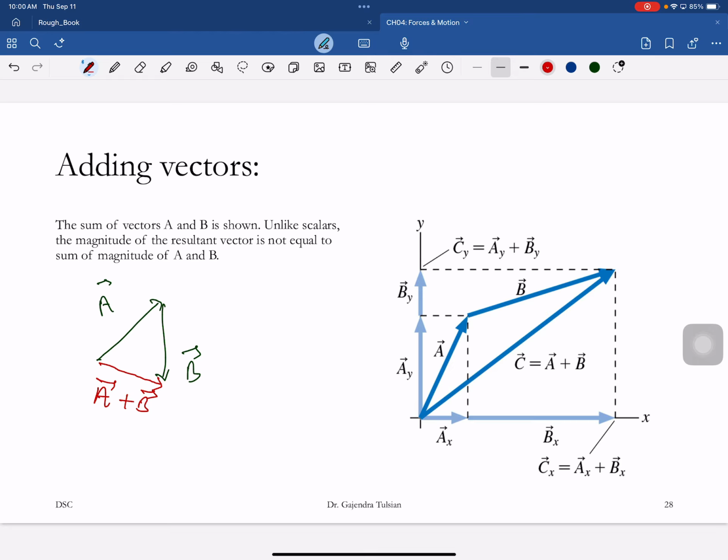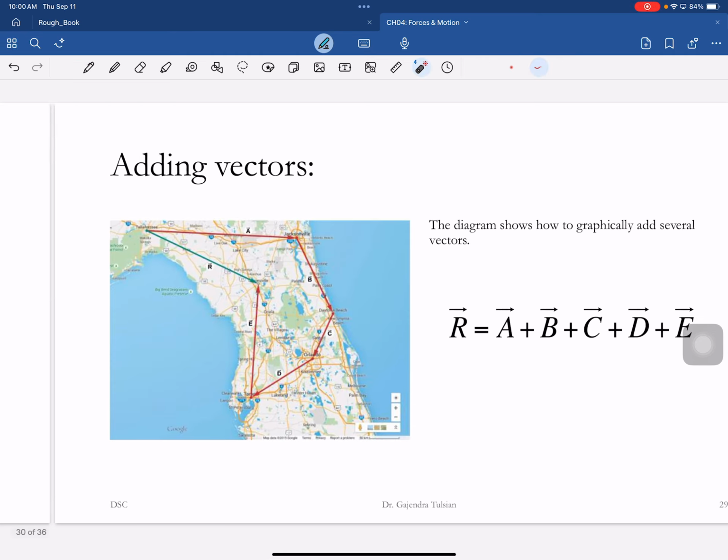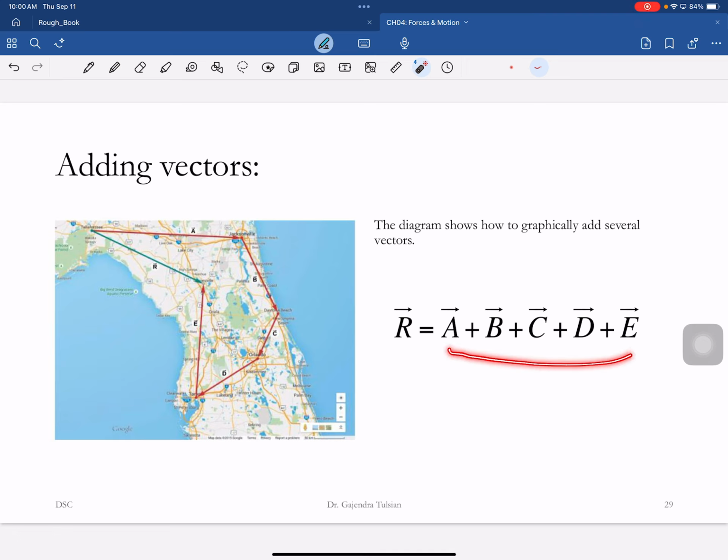Okay, so now let's go back to our diagram. So that's how you add vectors. And in fact, you can do this to as many vectors as you want. So here is adding 5 different vectors: A, B, C, D, E. You keep moving the tail of one vector to the head of the next vector and so on. And the sum is from the tail of the first vector to the head of the last vector. Okay, so that's how you add vectors.